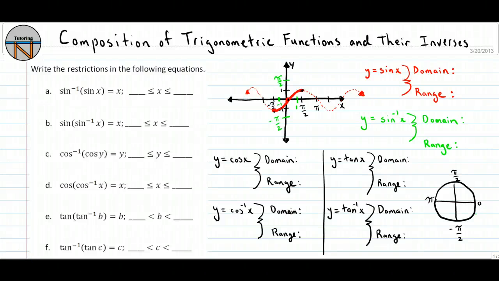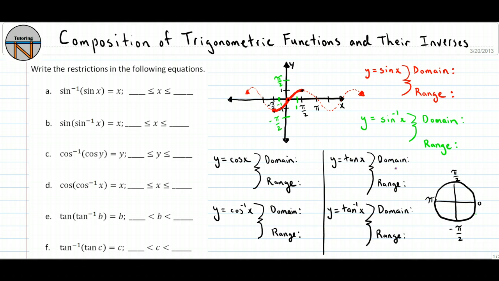Today I'd like to look at some problems that involve the composition of trigonometric functions and their inverses. For example, a problem like this, sine inverse of sine of x equals x, where we need to find the possible values that x could take on. But before we get into these problems, I would like to take a moment to look at the graph of y equals sine of x, also come up with the graph of its inverse, and state the domain and range for those two functions in addition to the cosine and tangent and their inverses.